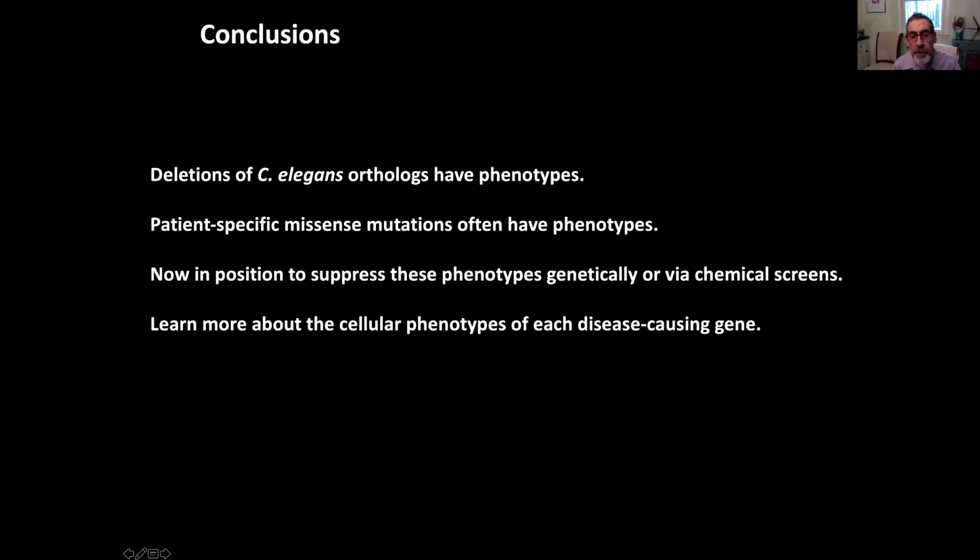Deletions of the orthologs that we've worked on all have had phenotypes. We've made patient-specific missense mutations. They often have dramatic phenotypes though, like COPA, some of them we had to work a little harder at uncovering. We're now in a position to suppress these phenotypes by doing genetic suppressor screens or chemical suppressor screens. And we hope that this allows us to learn more about the cellular phenotypes of each of these disease-causing genes.